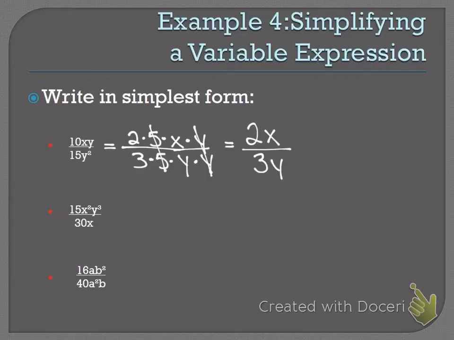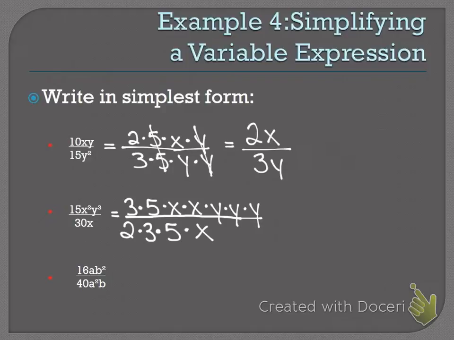This is one method of simplifying fractions. This method is to break down the prime factorization of the numerator and denominator and then to reduce. I want you to try the prime factorization of 15x squared y to the third over 30x. So 15 breaks down to 3 times 5 times x times y times y times y, over 2 times 3 times 5 times x. Now what can I cancel? My 3's, my 5's, and 1 x. So what am I left with on top? x, y to the third over 2. And that's it.